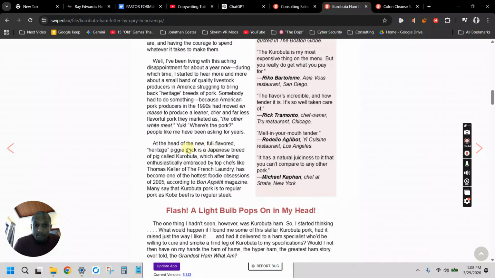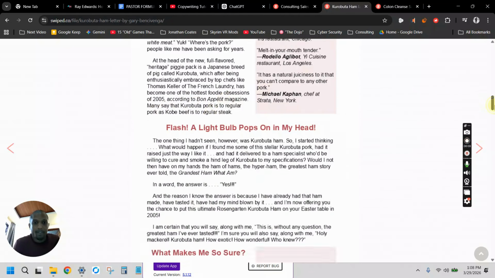He says, "a Japanese breed of pig called Kurobuta, which after being enthusiastically embraced by top chefs like Thomas Keller of the French Laundry, has become one of the hottest foodie obsessions of 2005, according to Bon Appetit magazine. Many say that Kurobuta pork is to regular pork as Kobe beef is to regular steak." So that's a really interesting analogy there.